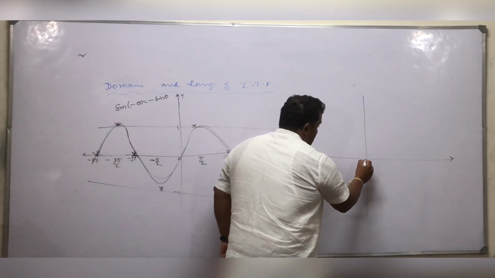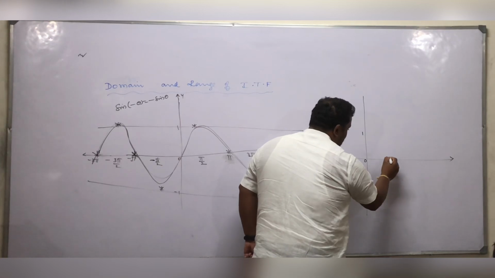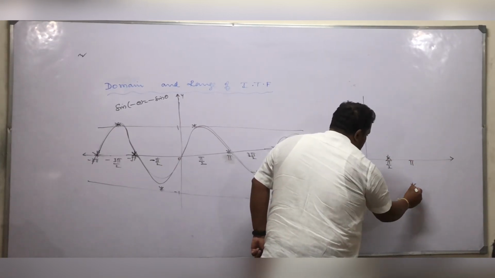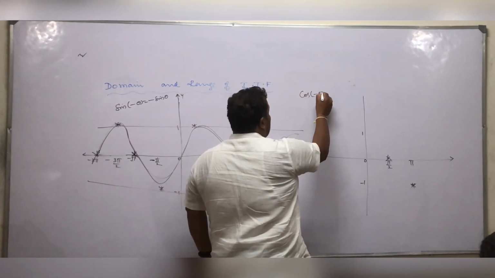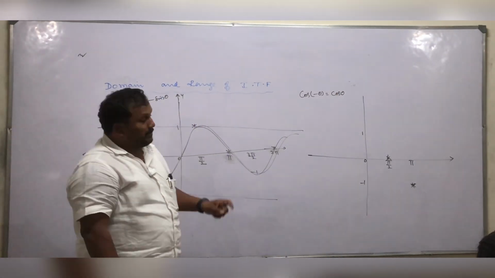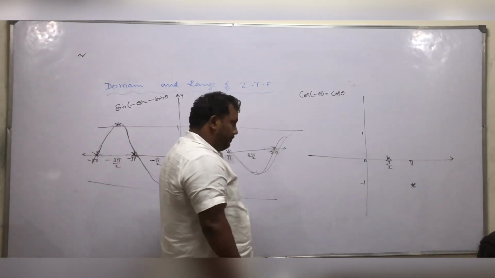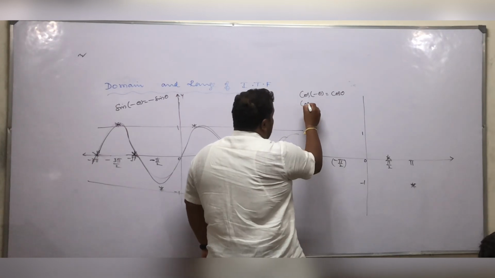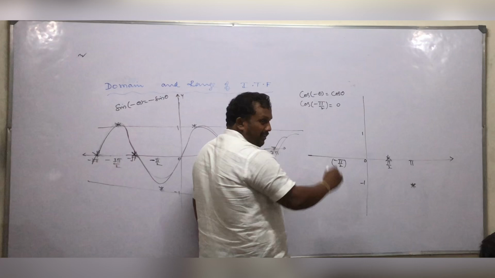Now, cos 0 degrees value is 1. Cos 90 value is 0. 180 degrees value is minus 1. So cos of minus theta value is plus cos theta. Sin of minus theta is minus sin theta. Cos of minus theta is plus cos theta. Cos of minus pi by 2 is also equal to cos 90. Cos 90 value is 0.